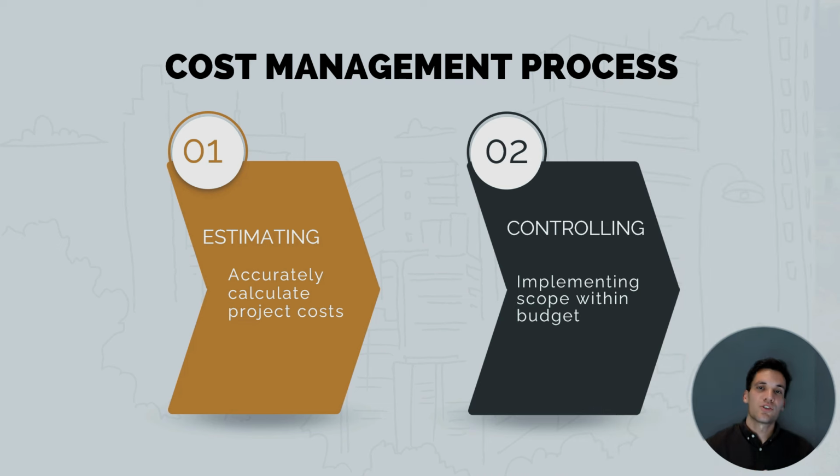Breaking this down into the two sides of project cost management, we've got estimating costs, so accurately working out how much something is going to cost, and then delivering the project for less than this cost. So those are the two sides of cost management, and we're going to see how ChatGPT can be used to help both of these processes.